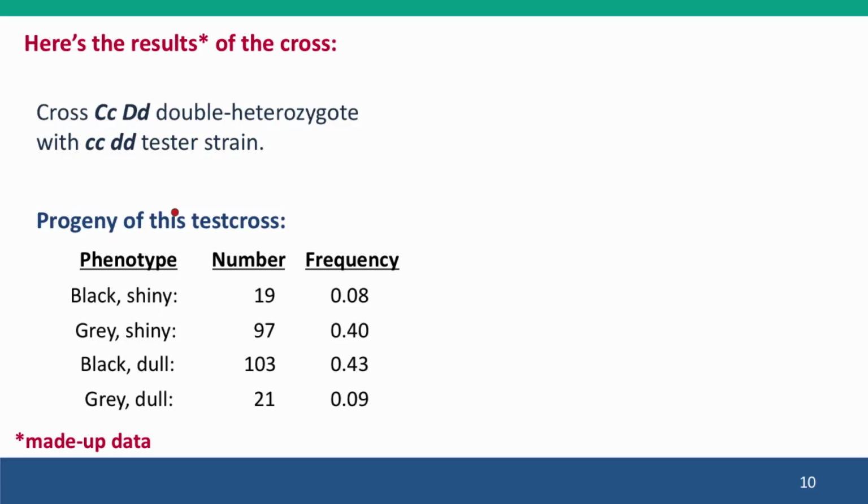So here are some results. You do the test cross, and the progeny of the test cross are shown here. The first thing you want to do is just look at the numbers. Well, these are big numbers. These are little numbers. That's a pretty strong hint that in fact the genes are linked because the four phenotypes, and therefore the gamete genotypes, are not present in equal numbers. Here I've converted them to frequencies.